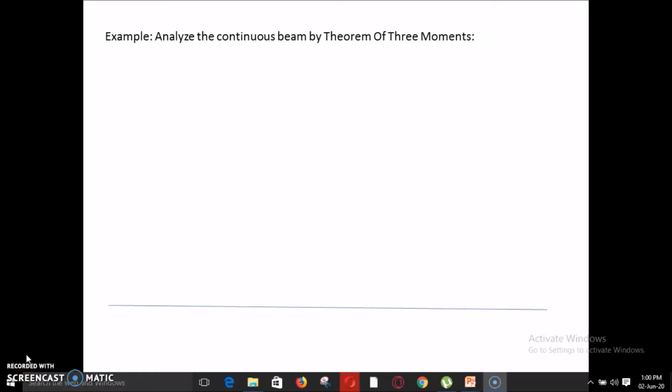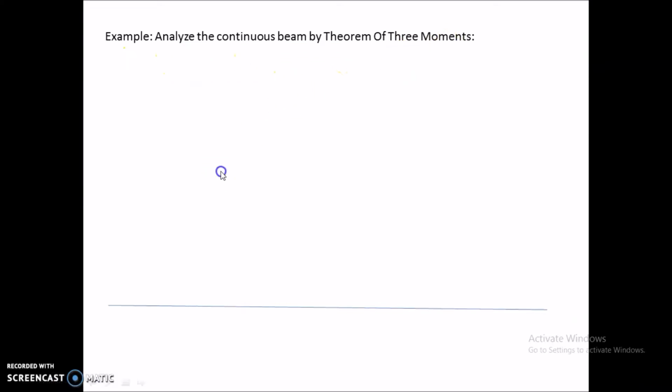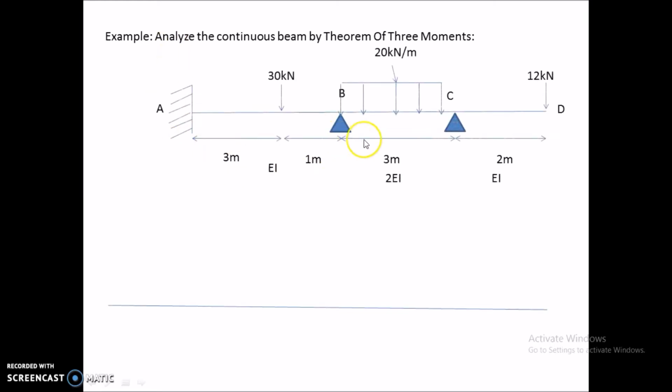Hello everyone. In this lecture, I am going to give an example of analyzing a continuous beam by the three-moment theorem of varying flexural rigidity. So, this is our problem. We have three supports here and three spans.